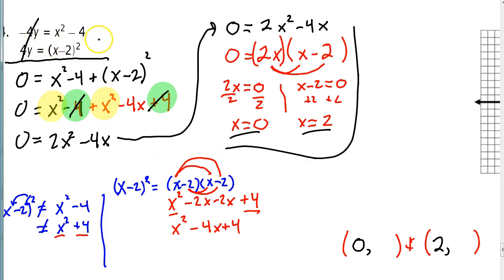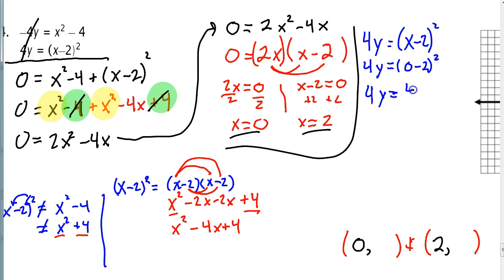I'll use the bottom equation, it doesn't matter which one you use. I'll have 4y equals, I'll write it out, x minus 2 squared. And let's check the 0 first. So we're going to do 4y equals 0 minus 2 squared. So 4y is going to be equal to 4, right? And then divide both sides by 4, so y equals 1. So my first intersection will be at 0 comma 1.